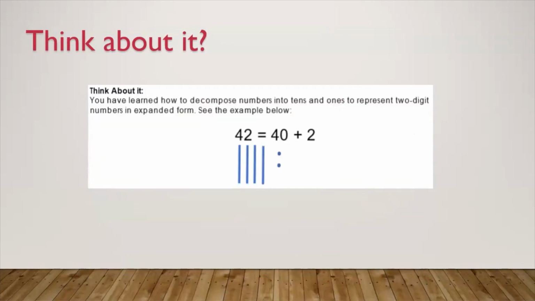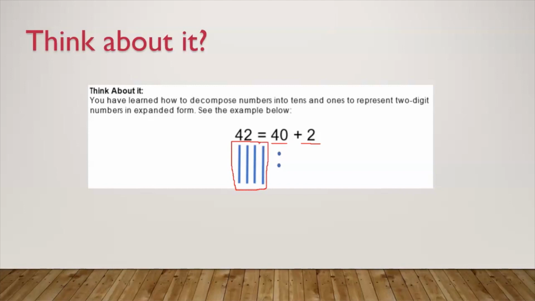You've learned how to decompose numbers into tens and ones to represent two-digit numbers in expanded form. Take a look at the example below. You have the number 42, and take a look how we broke 42 down. If you notice, we've broken 42 into place value, tens and ones. So in our tens place, we have 4 tens or 40. In our ones place, we have 2 ones, represented here by these symbols.